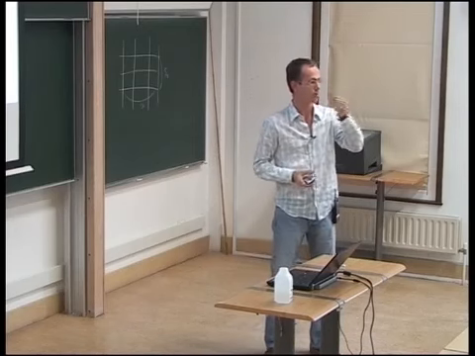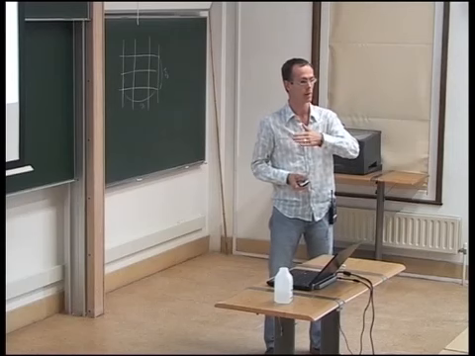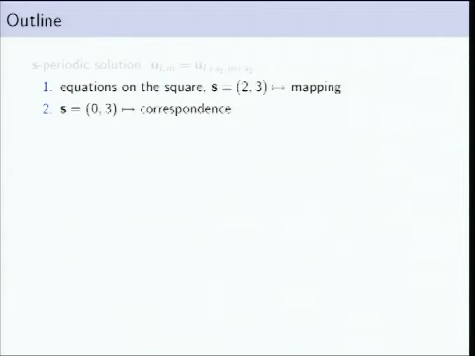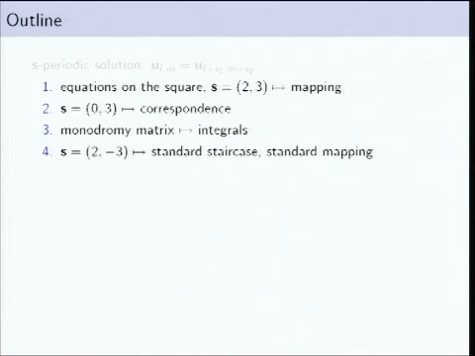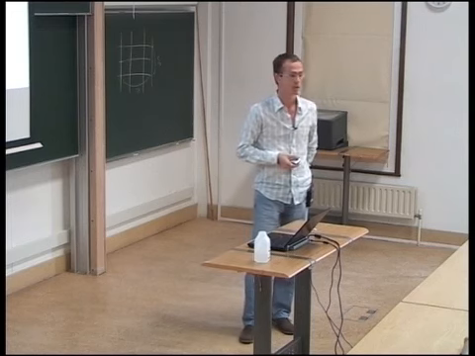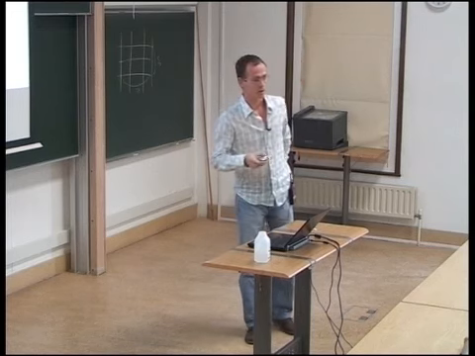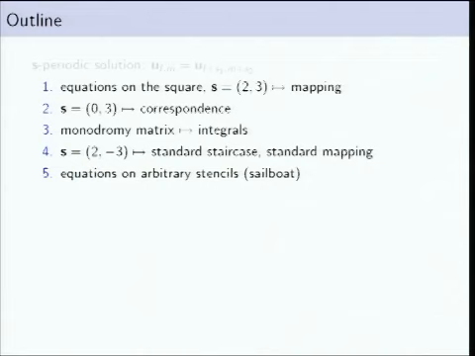Depending on what the periodicity is, you get either a mapping or a correspondence in general. So I'll give an example of that. Then I'll show you how you can construct the integrals for this mapping or correspondence. And then I'm going to show you a good way of deriving the mapping and the integral. There's a particular way of doing things which is particularly nice, and that's called the standard staircase or standard mapping. Then I'm going to generalize, so from an equation on a square we're going to look at other equations and at systems of equations as well.